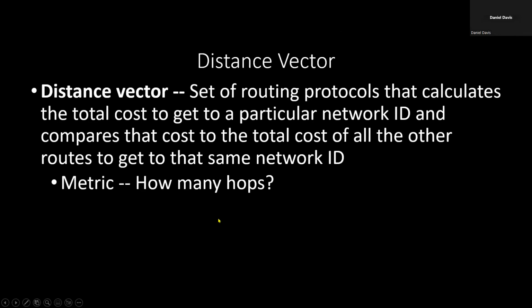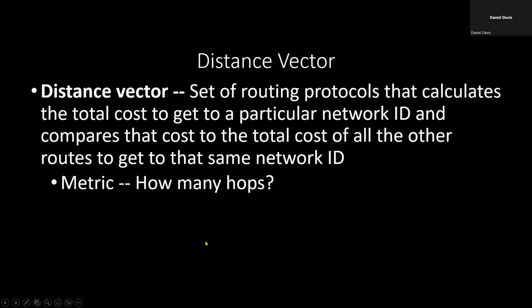Distance vector, a set of routing protocols that calculates the total cost to get to a particular network ID and compares that cost to the total cost of all other routes to get to the same network ID. So the key thing we're worried about when we're talking about distance vector routing protocols is how many hops. What is the primary distance?